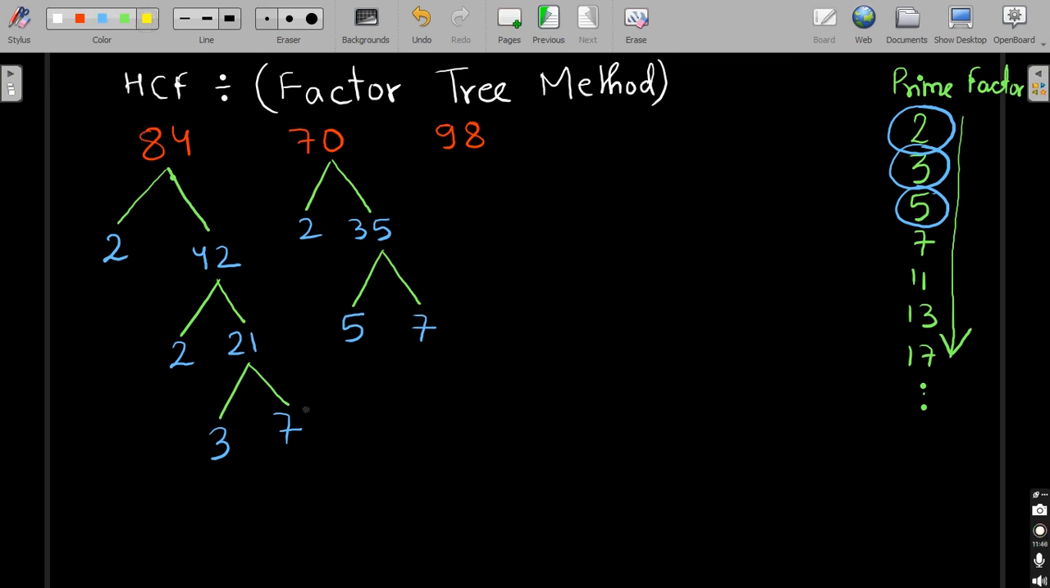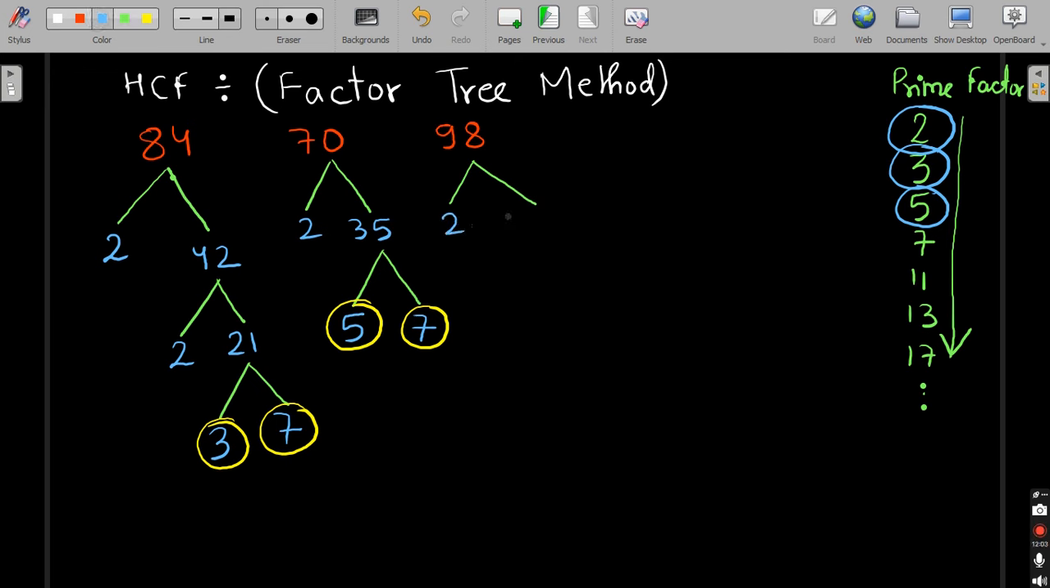As you are able to see, last number, let me mark it, 3 and 7. As you are able to see, both the numbers are prime, I will stop my calculation. Here also I got the prime number, so I will stop my calculation. Now one more number is there, 98. Let us start solving that, the same pattern.